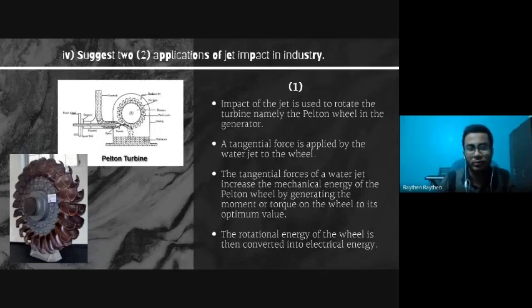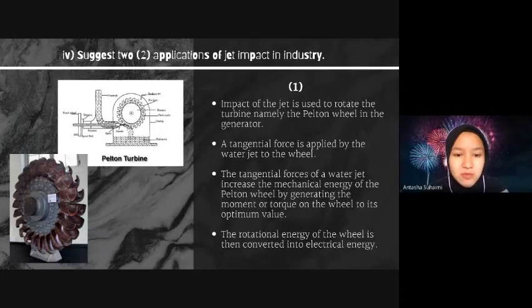Next, we have to suggest two applications of the jet impact in industry. So one of the applications of jet impact is used to generate electricity. Impact of the jet is used to rotate the turbine, namely the Pelton wheel in the generator. A tangential force is applied by the water jet to the wheel. The tangential forces of the water jet increase the mechanical energy of the Pelton wheel by generating the moment of torque on the wheel to its optimum value. And then the rotational energy of the wheel is converted into electrical energy.